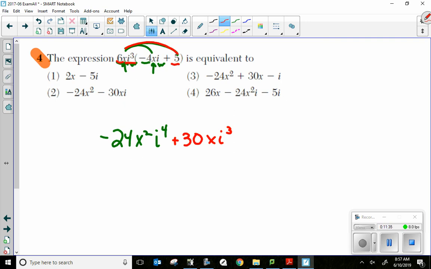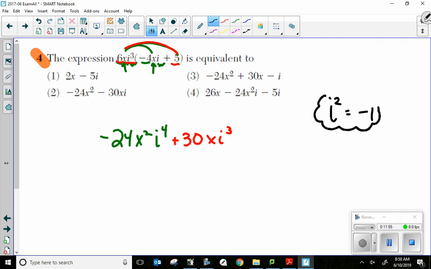All right. Well, first off, we need to try and simplify this. And there are some rules. The first thing is i squared is negative 1. That's a big one to know.